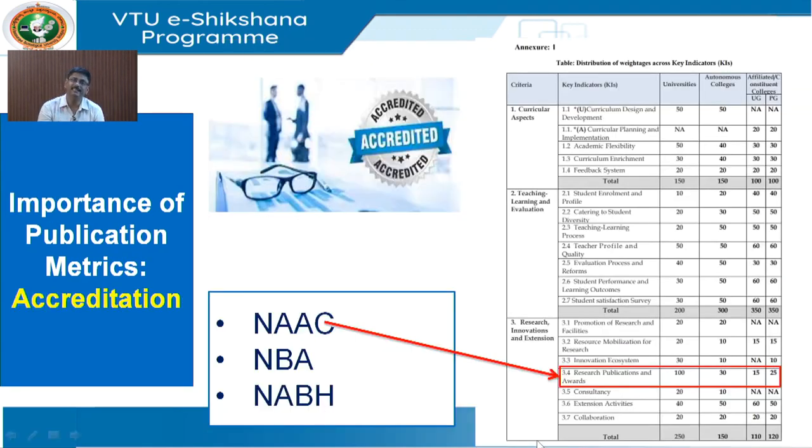If you look at the accreditation process, NBA, NAAC and NABH, for NBA and NAAC accreditation, for universities it gives a 100% weightage. For an autonomous engineering college it is 30% marks, for an affiliated college it is 15, and for a PG it is 25. So these weightages play a significant role in your accreditation grades also. That's why many institutes give more emphasis to research publications along with academic activities.